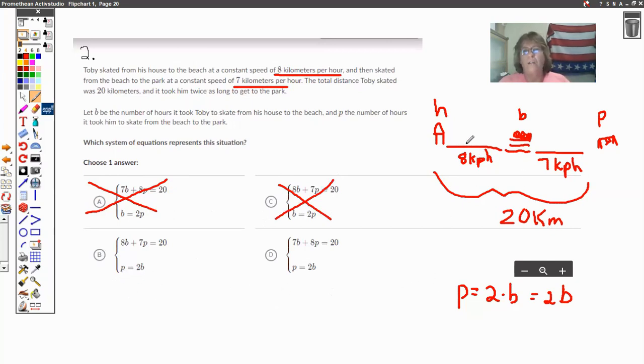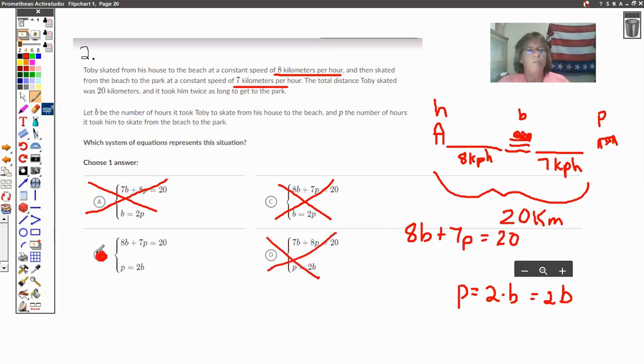And now we have to figure out, well, we know he did a total of 20 kilometers. And we don't know how far it was to the beach, but we do know that he traveled at 8 kilometers per hour to get to the beach. Plus, we know he traveled at 7 kilometers per hour to get to the park. And we know that when we get it all finished, we're going to equal 20. And there's our second equation. So now we're just looking for this one. And we see it's not this one, it's this one.